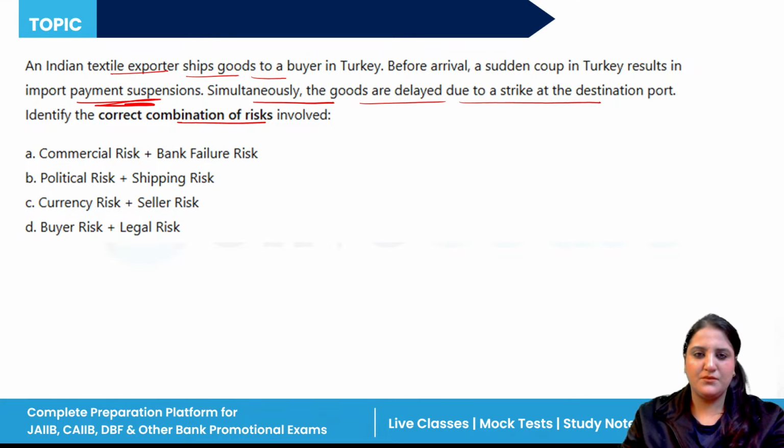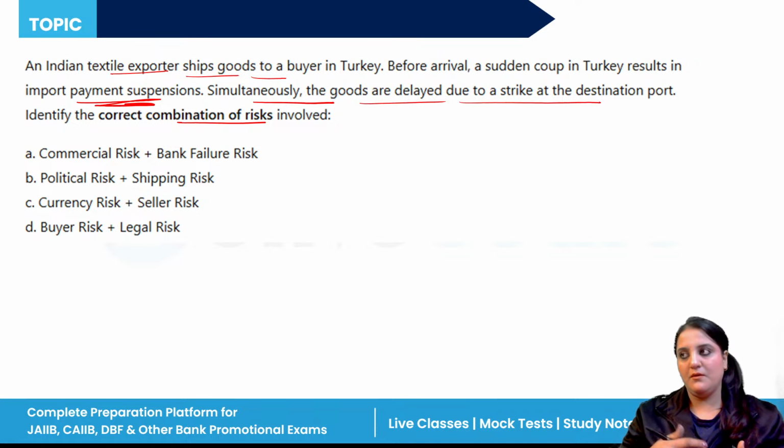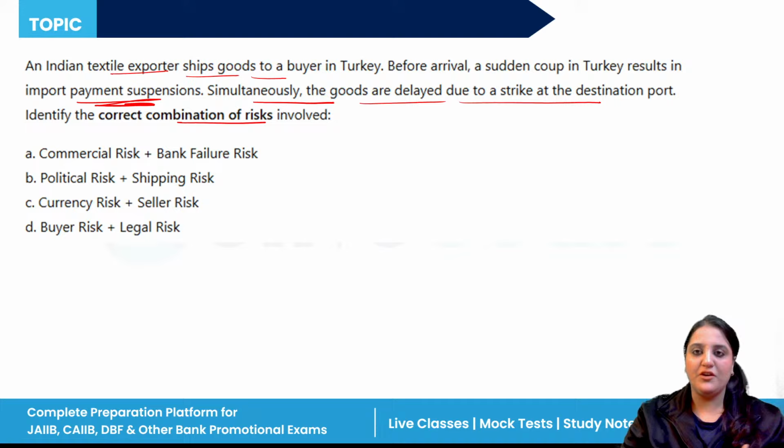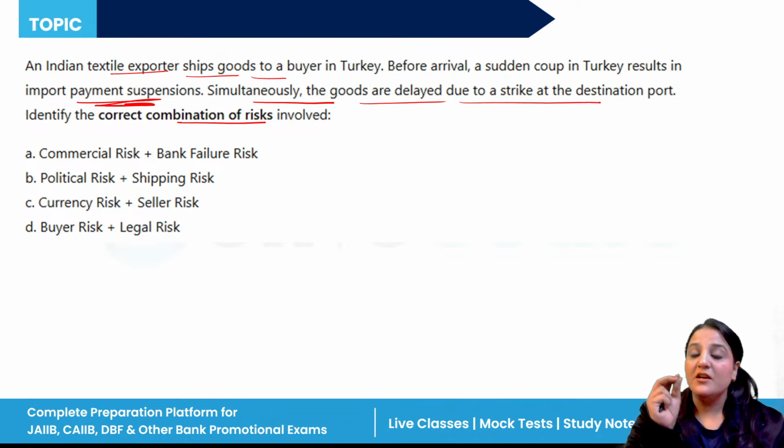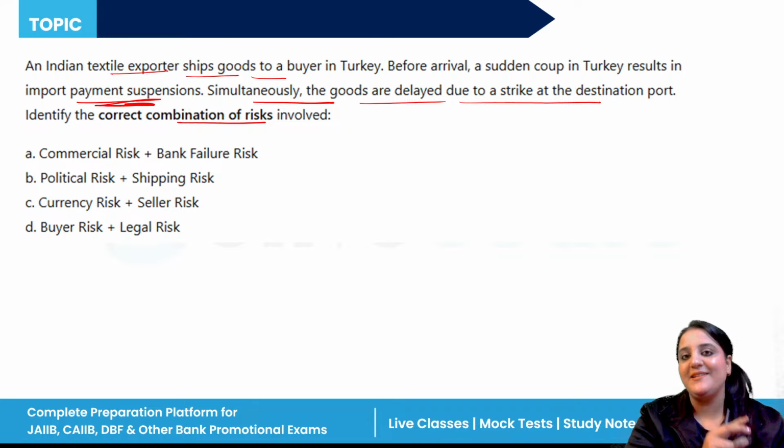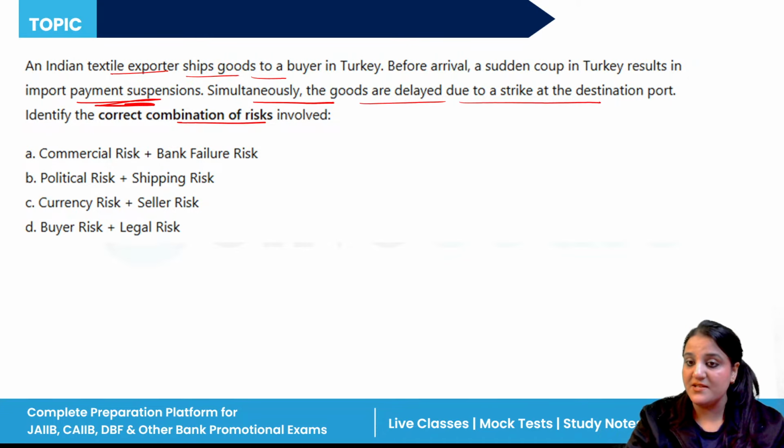Basically, a coup is also a violent overthrow of the government or action against the government. So here, political risk is where the government imposes payment restrictions. These are called political risk as they arise from actions of the importing country's government, not from the buyer's insolvency.